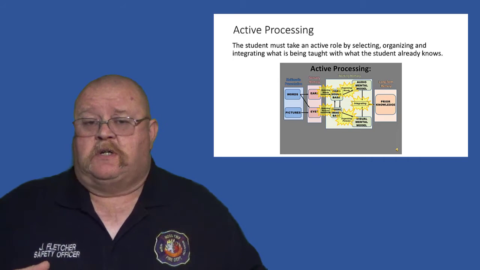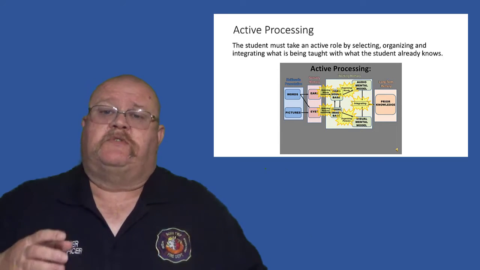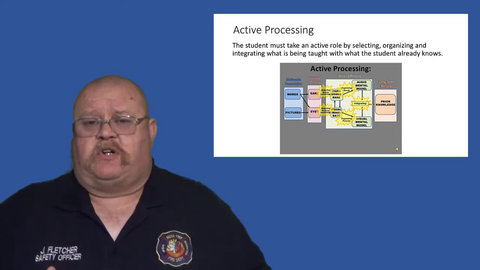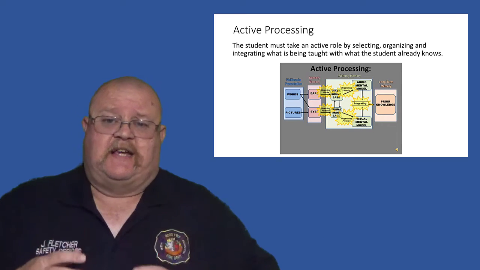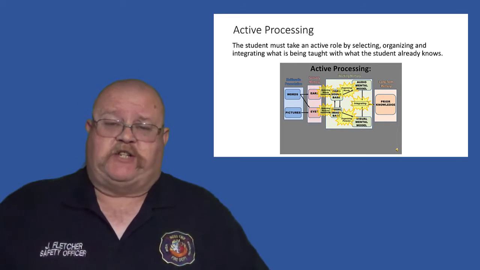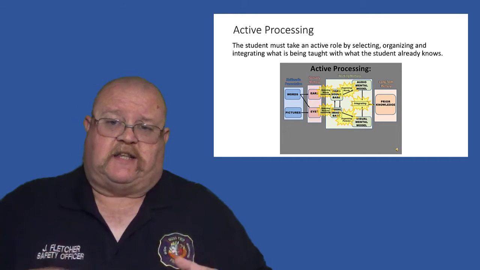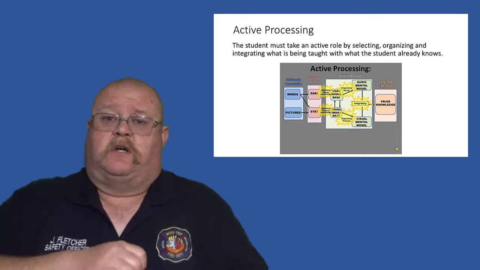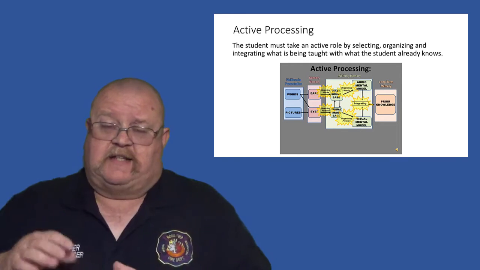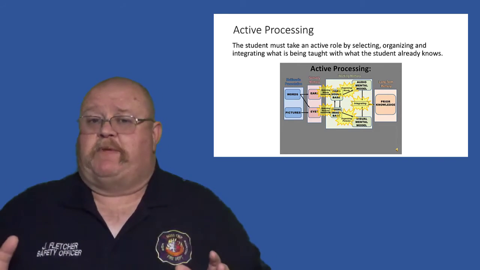Number 2, you have active learning. The students have to be able to have active learning, and what active learning does is the selecting, the organizing, and then the integrating of the information that you're giving the students. They select what they want to hear, organize it into working memory, and then integrate it into long-term memory with what's happened in their lifetime.